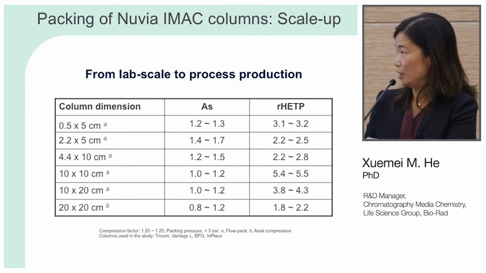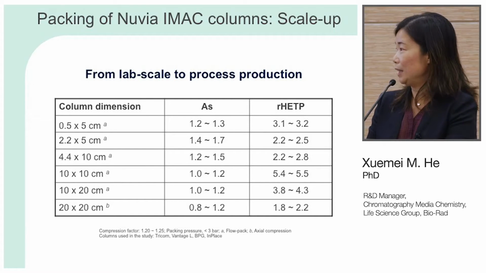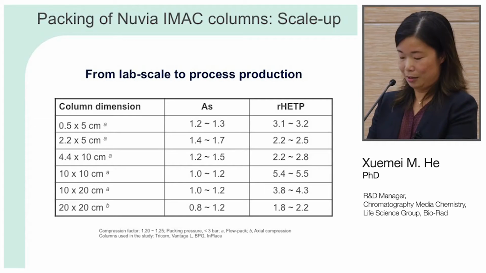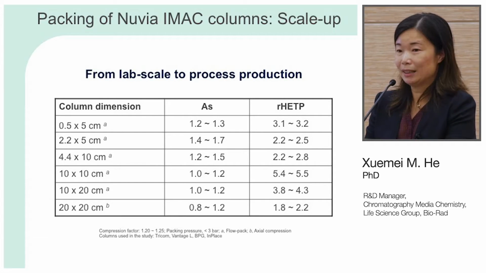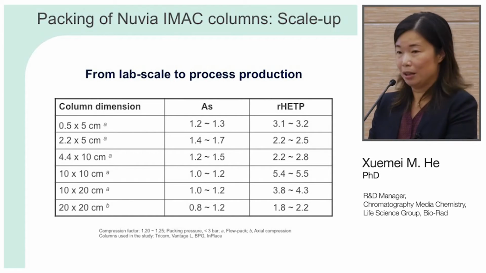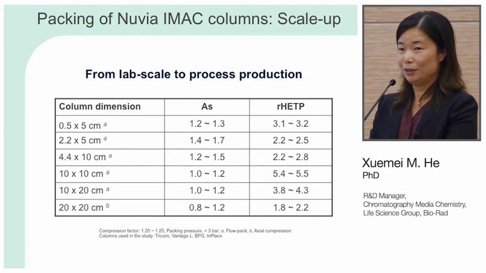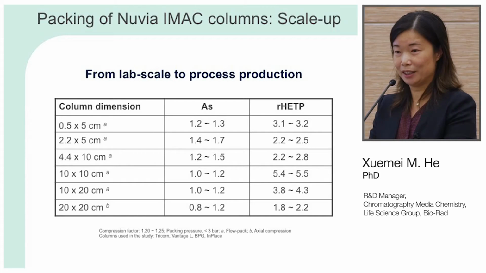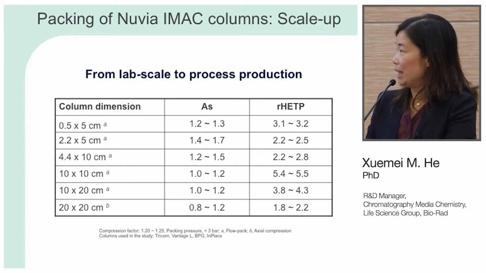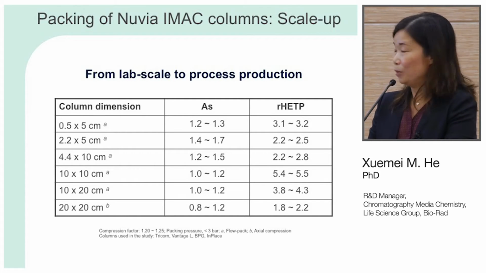So we are trying to see how the resin is packed, from a small scale with just a 1 mL column, all the way to a 6 to 7 liter, 20 by 20 column. We use columns from different vendors, like GE and Millipore, and also our own column in place, to see how that affects the packing, using flow pack or axial compression. As you can see, no matter which column or what size, you can easily pack the column with good performance.